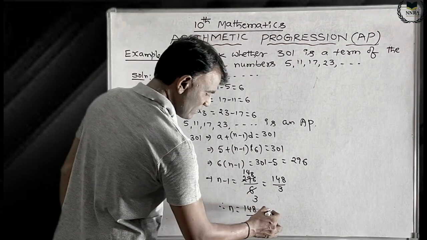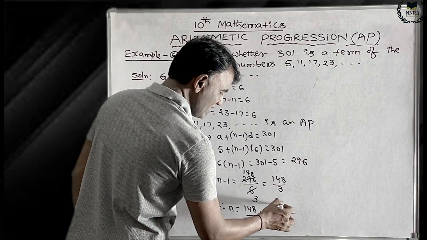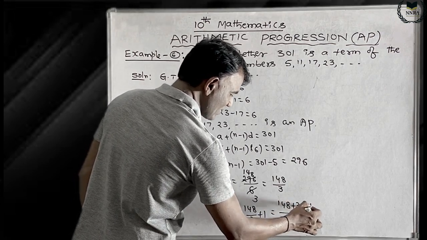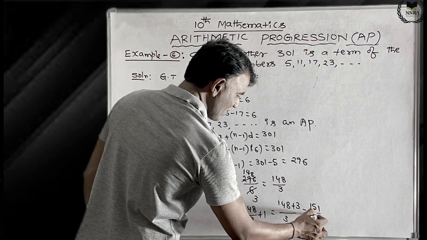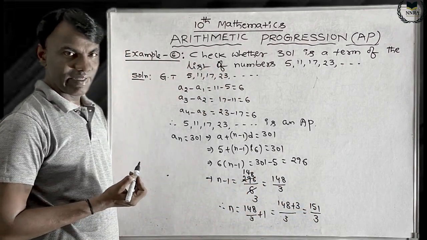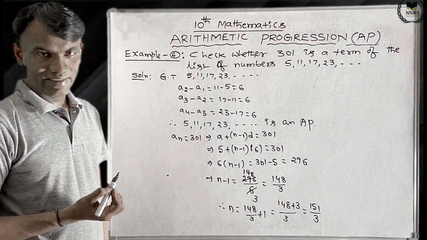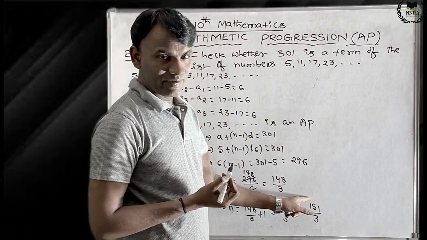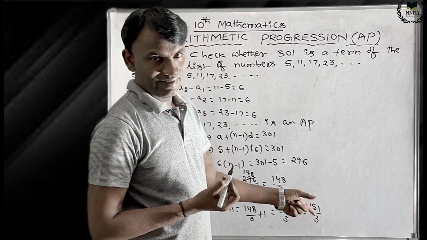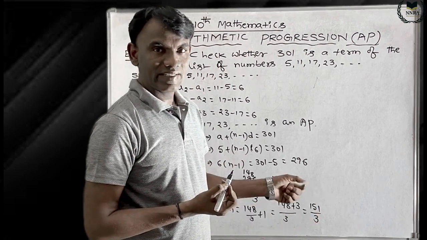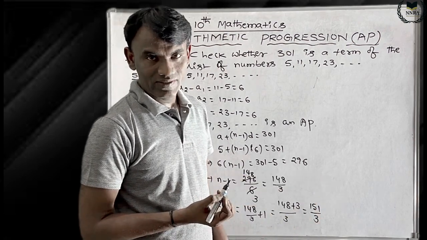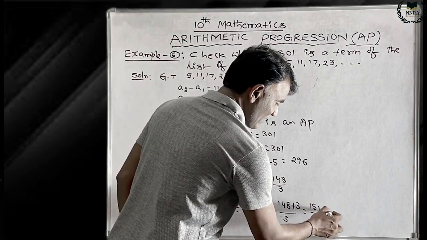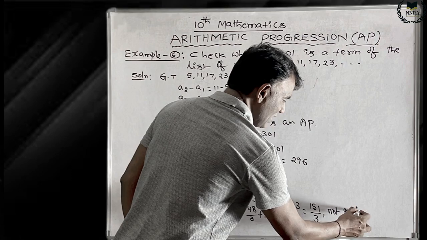What is the LCM here? 3, na? It is 148, 1 into 3 is 3. So how much is it? 151 divided by 3. But it is not an integer, correct? It is not possible. In that case also we will be getting some decimal value. Means simply it is not required. Just write here, comma, not an integer.